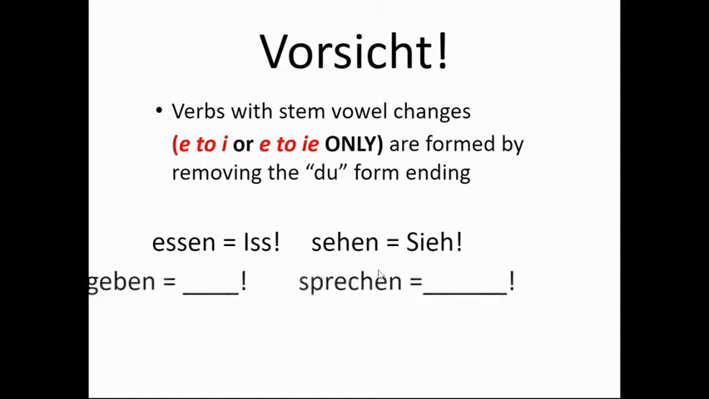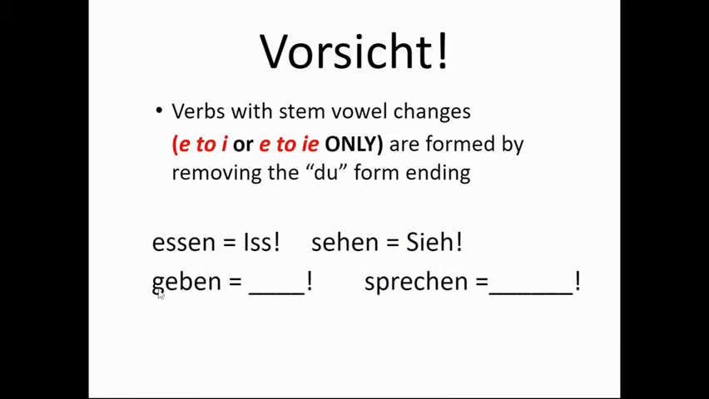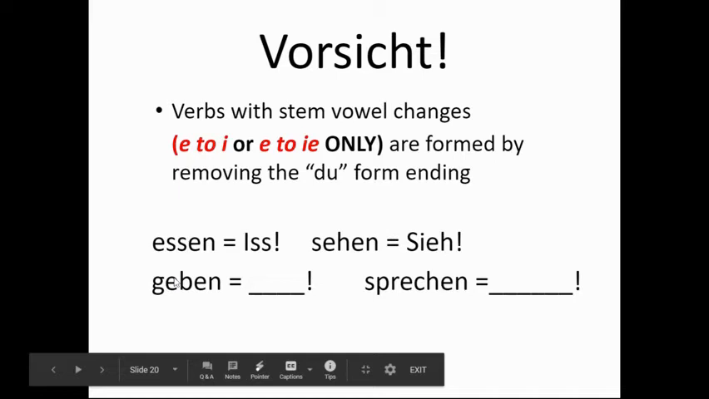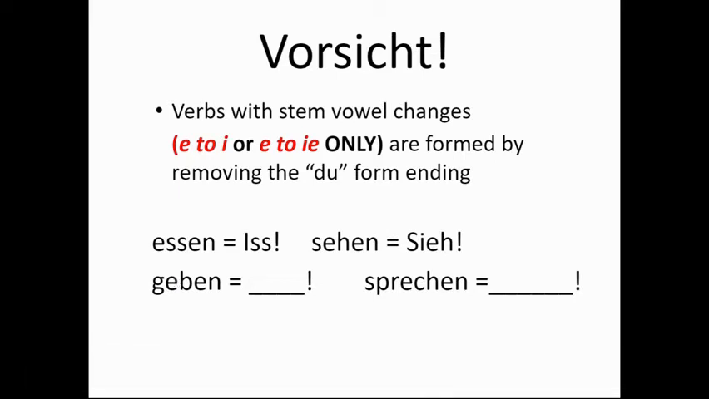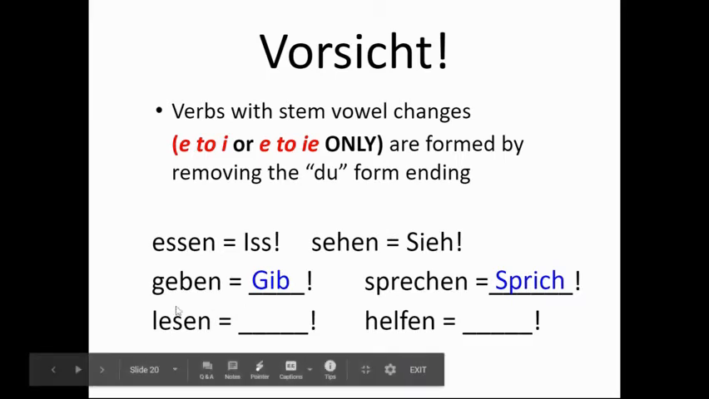Let's practice. What would I say if I want to say give or geben, right? Stem changer. The E changes to an I, just like it does in treffen. So it would be gib, right? Gib. How about sprechen? Sprechen also goes from the E to an I. If I was going to say speak German, I would say sprich Deutsch. And how about lesen? If I was going to tell someone to read a book, lesen is also a stem changer. It goes from an E to an IE. So it would be lies ein Buch.